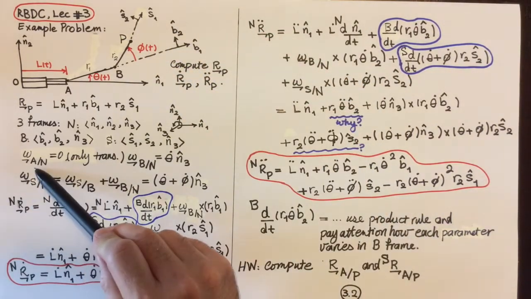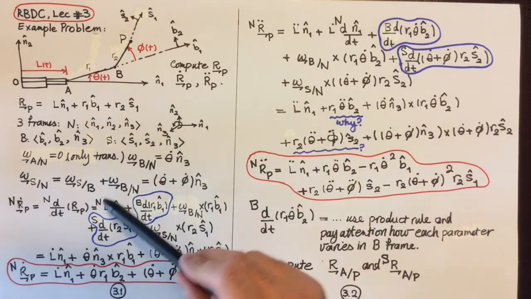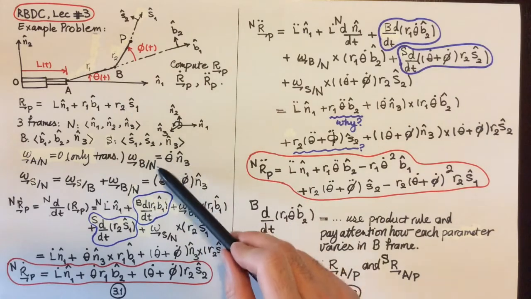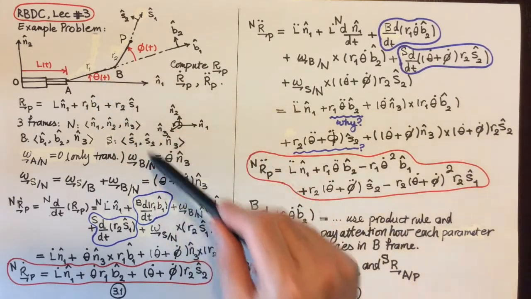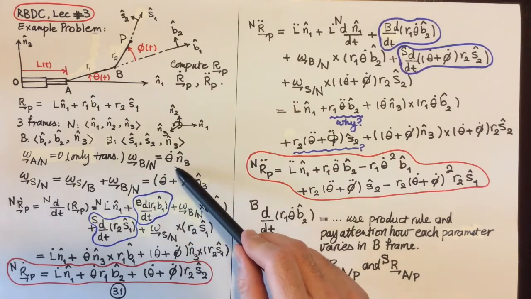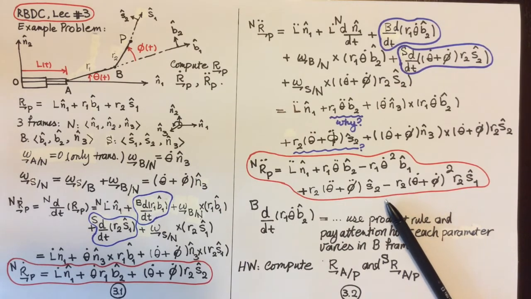So omega of A with respect to N is 0. A simply goes back and forth. There is no rotation. For omega of B with respect to N, theta varies with time, so omega is simply theta dot about the N3 hat axis. Again, I have this planar motion, so it's pretty straightforward and easy to find the angular velocity for this vector.